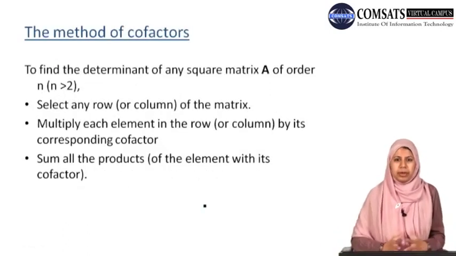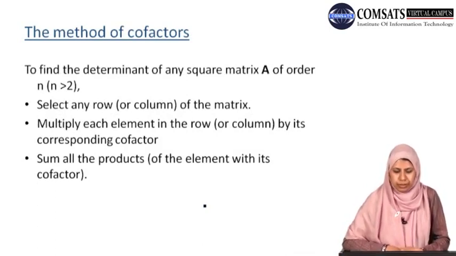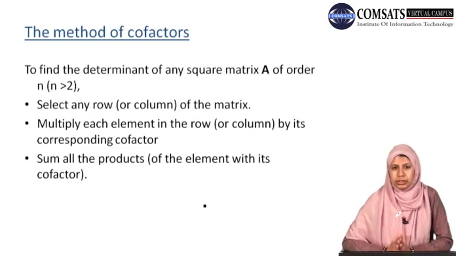So first we look at the method of cofactors. The method which we use to determine the determinant of a matrix of order greater than 2 is called the method of cofactors. To find the determinant of any square matrix A of order n greater than 2, we select any row or column of the matrix. As in the previous slides, we have selected our second row.